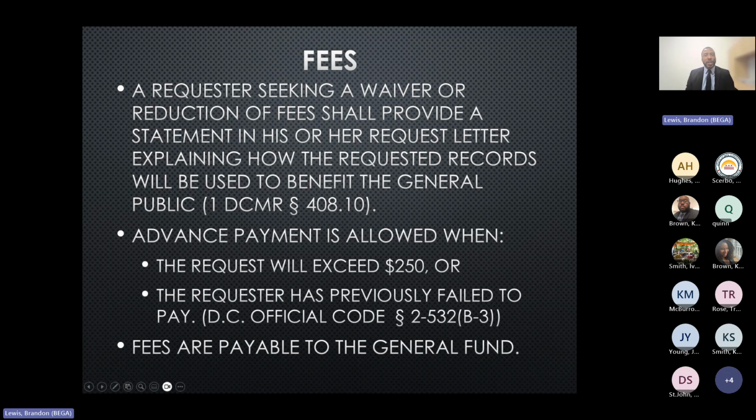A requester seeking a waiver or reduction of fees shall provide a statement in his or her request letter explaining how the requested records will be used to benefit the general public. Advance payment is allowed when the request will exceed $250 or the requester has previously failed to pay, and fees are payable to the general fund.